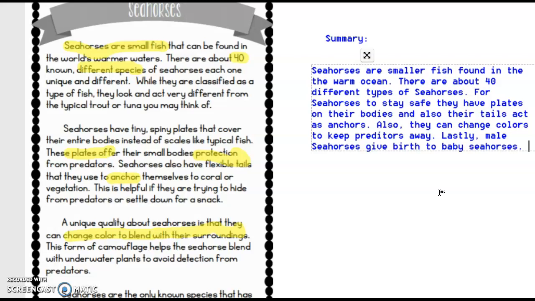You're going to do the same thing. You're going to read it. You are going to highlight your main ideas that you want to write about, and then you're going to compose a small summary with 3 to 5 sentences.